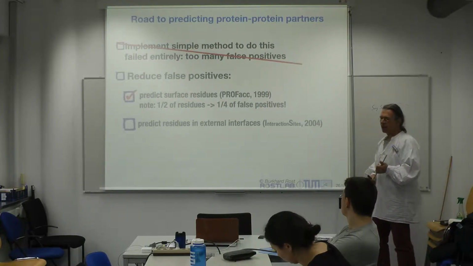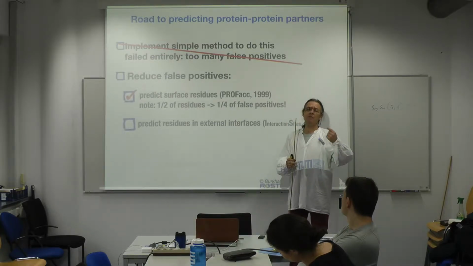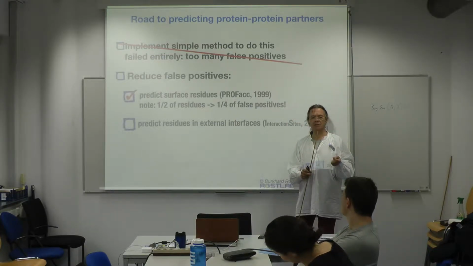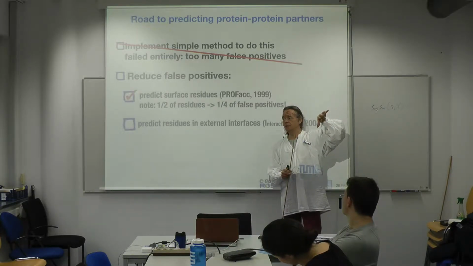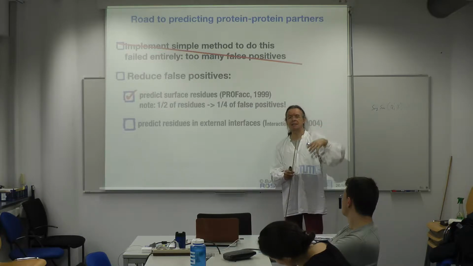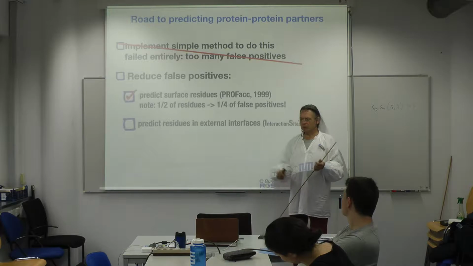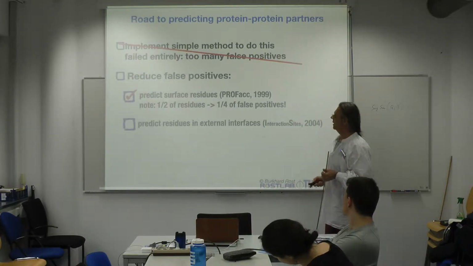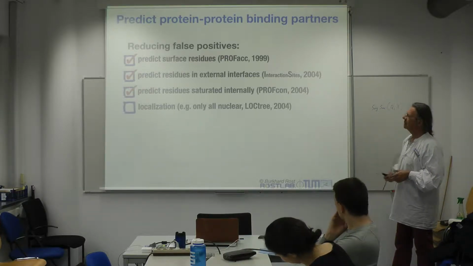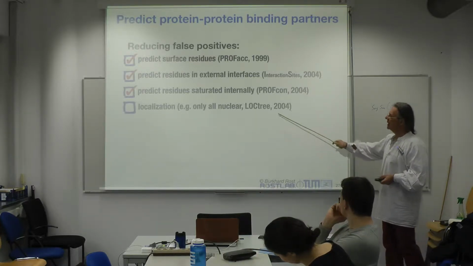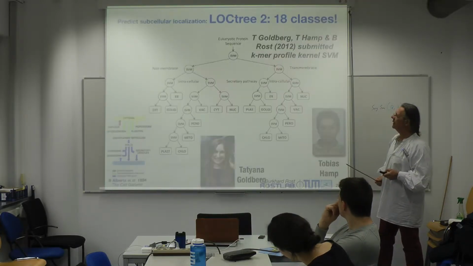Then the next target was, this gives me the surface residues. What if, instead of only looking at the surface residues, I could actually predict which residues would most likely bind on the surface? So I could predict the binding sites, and that would cut my false positives even further. And this is what I will talk about today. But let me first continue on this story here. We developed that at some point, and then came this idea of localization. We talked about it already. Proteins have to be in a similar compartment to bind with each other.